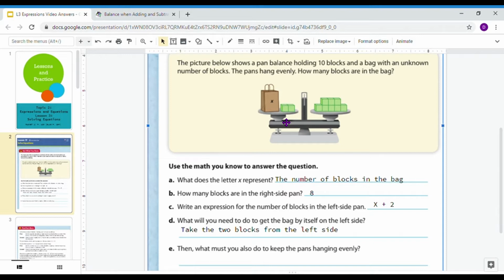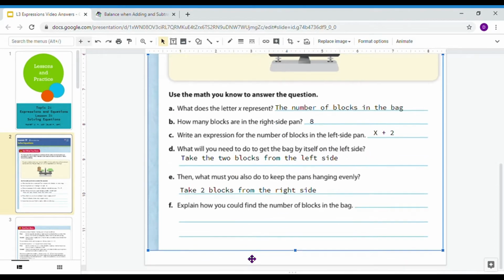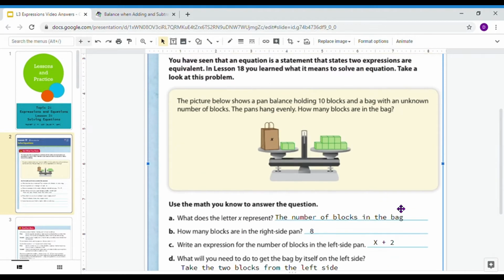So there's something that we have been talking about that we literally scream at least once a day in my class, and that is, whatever you do to one side, you must do to the other. So if we took away 2 blocks on our left pan, in turn, to keep the pans even, we have to take away 2 blocks from the right side too. So in order to keep those pans hanging evenly, you have to take 2 blocks from the right side as well. And then explain how you could find the number of blocks in the bag.